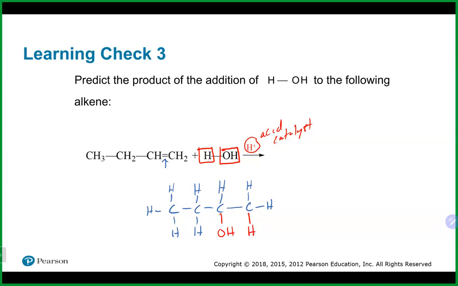And now we have our alcohol, which, by the way, would be 1, 2, 3, 4 carbons, which would be butanol. And the OH group is at carbon number 2, which would be 2-butanol, 2 for where the OH group is located. Question on that?